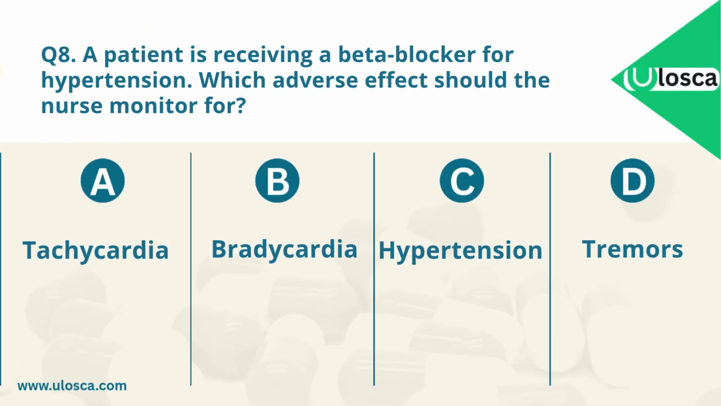Question 8. A patient is receiving a beta blocker for hypertension. Which adverse effect should the nurse monitor for? A. Tachycardia. B. Bradycardia. C. Hypertension. D. Tremors. Which one is the correct answer?